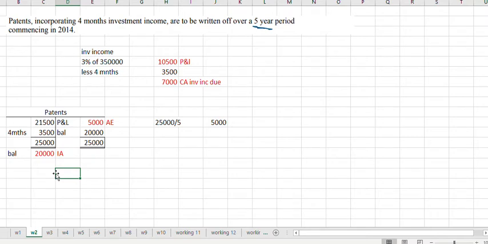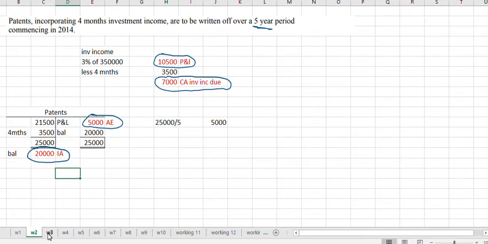Okay, so 4 figures. 10,500 is investment income in the P&L. 7,000 investment income due, current asset. 5,000 admin expense, patents written off. 20,000 intangible asset. That is your patents figure.